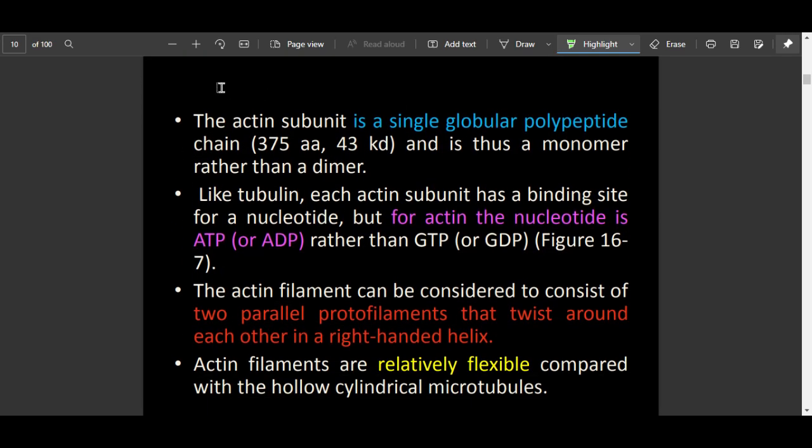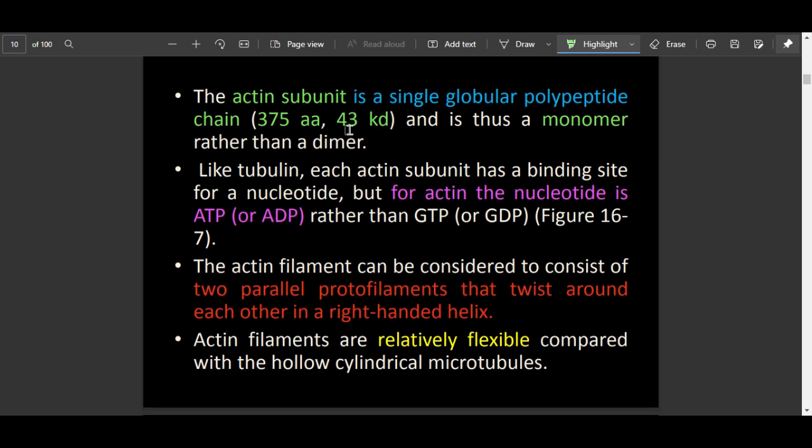So now, the actin subunit. The actin subunit is a single globular polypeptide chain of 375 amino acids and 43 kilodaltons in size. It is a monomer rather than a dimer. We know about the previous microtubules, which are made of a dimer, but actin is a monomer.